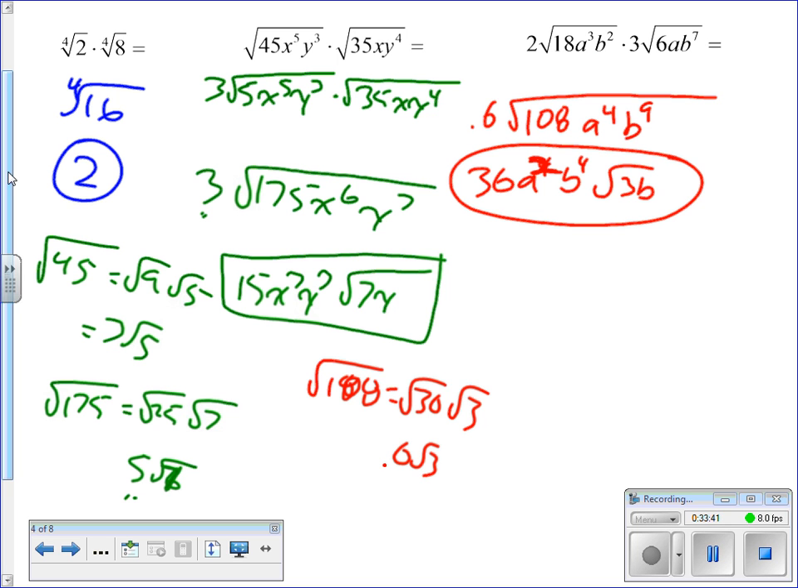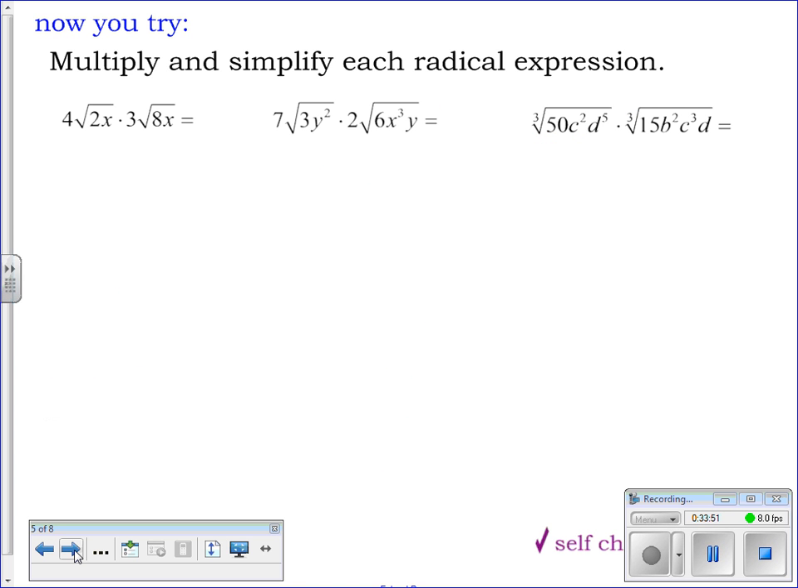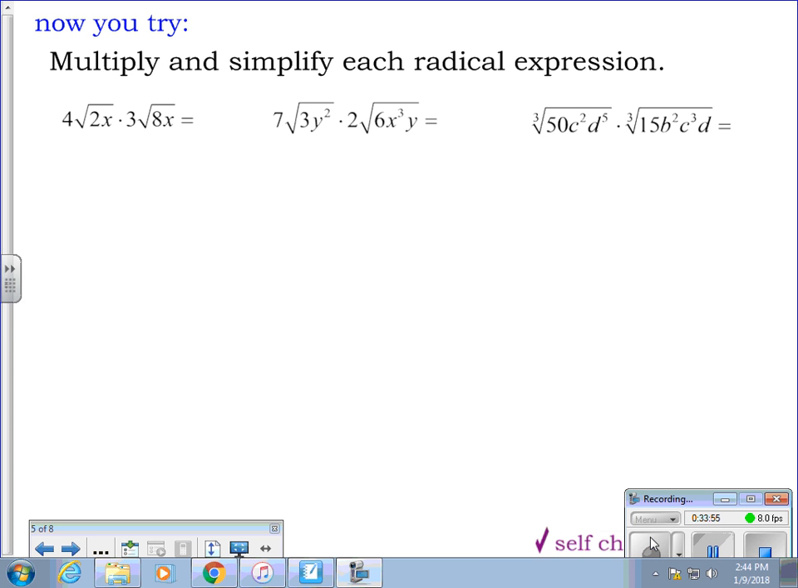Like I said, the numbers are ugly. There's no getting around that. I'm sorry about that. They just are. The variables, I think, are actually easy. Oh, it's your turn. Okay. So let's do it.